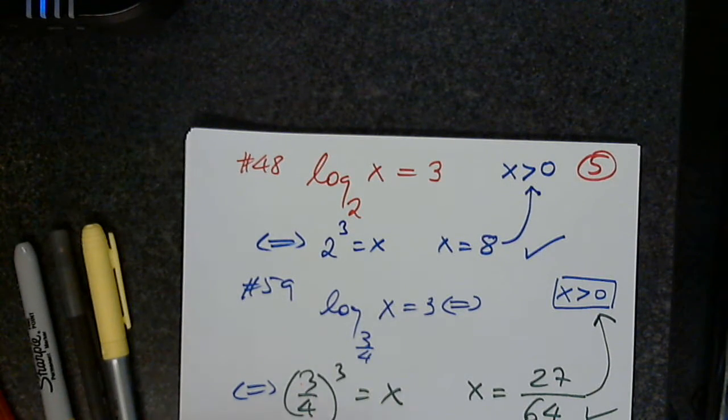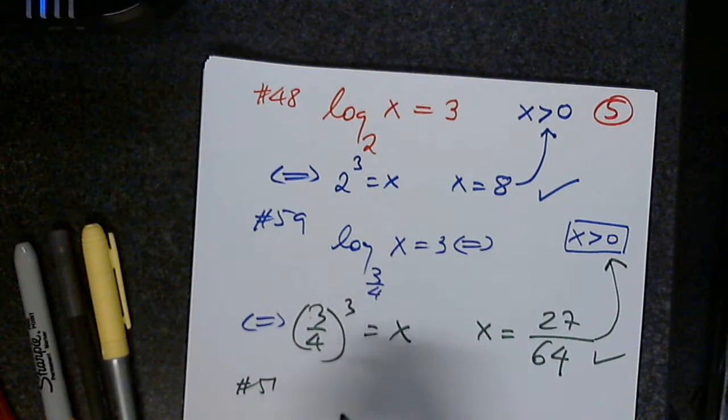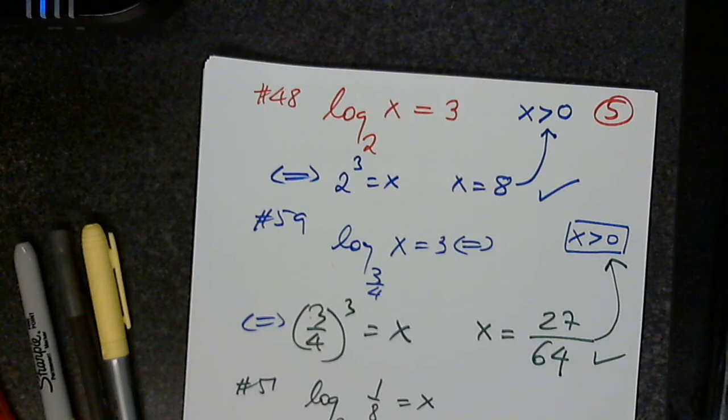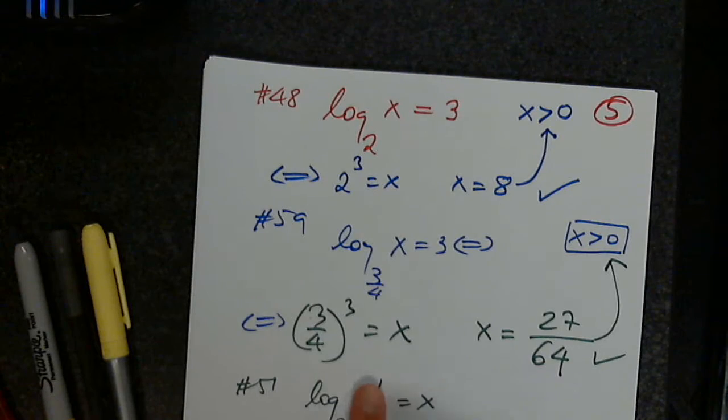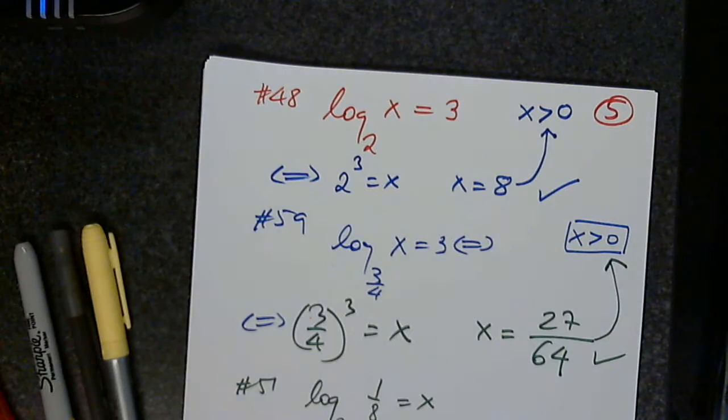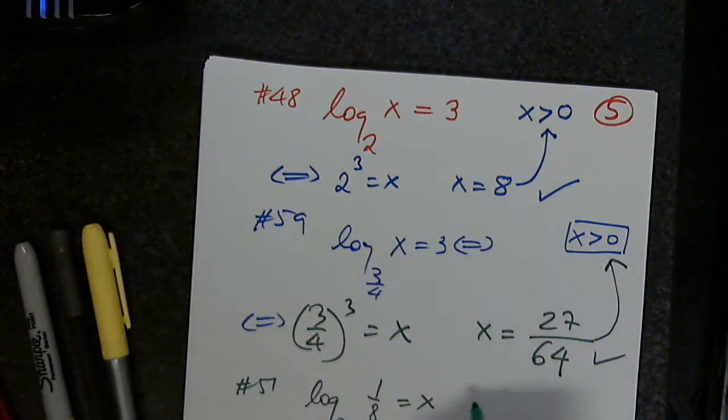Okay, let's look at 51, where x now is in a different spot. So here I cannot write a restriction on x. Only if log is applied to x, then x has to be positive. But this log is not applied to x here, so there are no restrictions here.